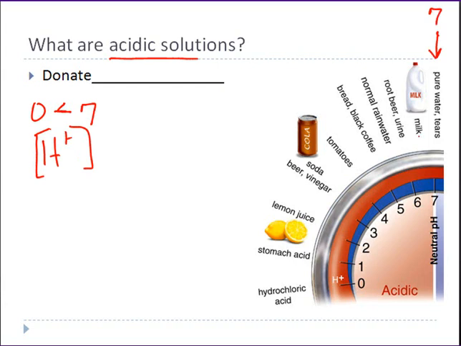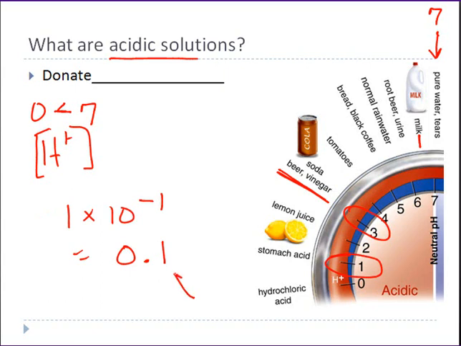Things like milk are only slightly acidic. Soda beverages, beer and vinegar are much more acidic at a 3. The acid in your stomach is at a 1. And by the way, that means that you have 1 times 10 to the negative 1 hydrogen ions, which means you have that many hydrogen ions present. So it's 10% hydrogen ions. That's a big concentration. Hydrochloric acid is 100% hydrogen ions.